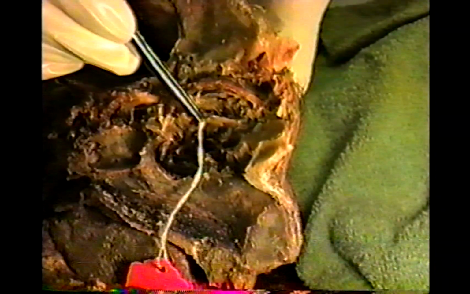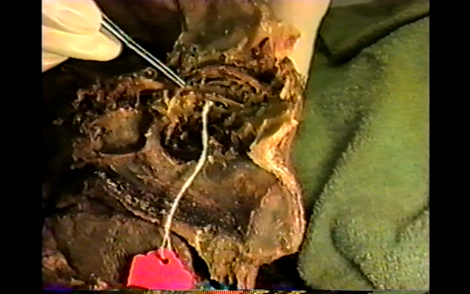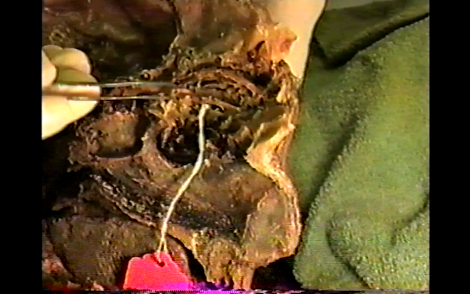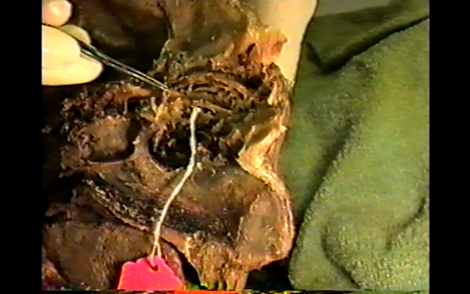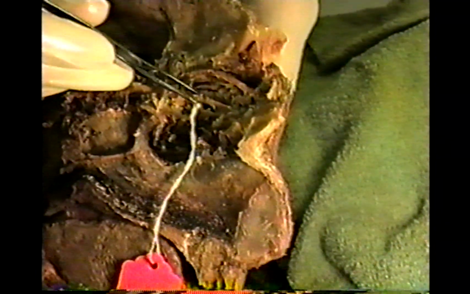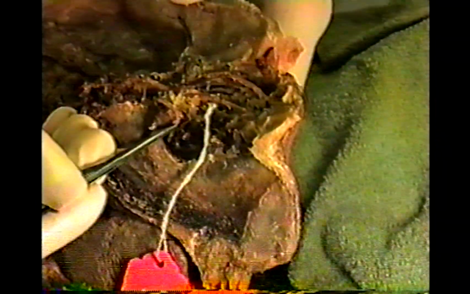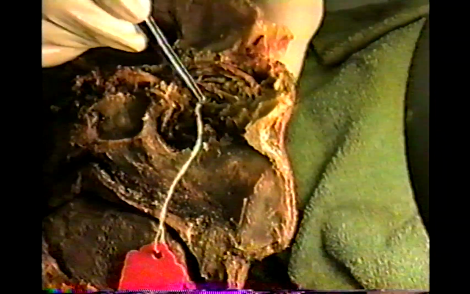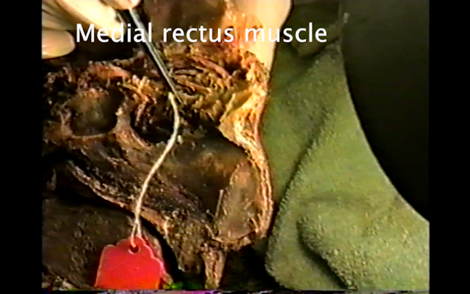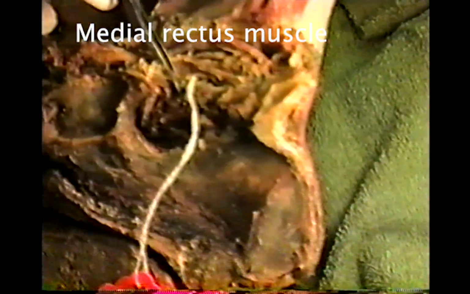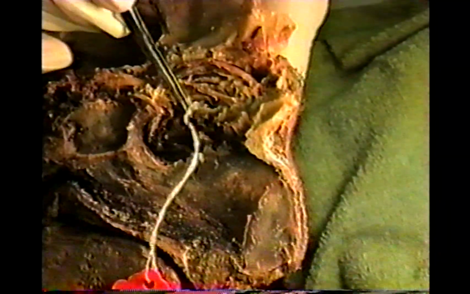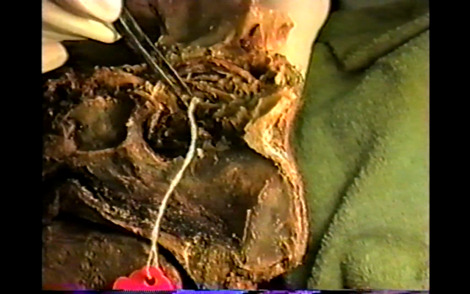And running in the supramedial aspect of the orbit would be the superior oblique. And again, the nerve going to the superior oblique, you can see, would be the trochlear nerve. And this structure, actually, part of the ethmoidal cells have been removed here, allowing you to see the medial rectus here. So you have the superior oblique and the medial rectus in the orbit.